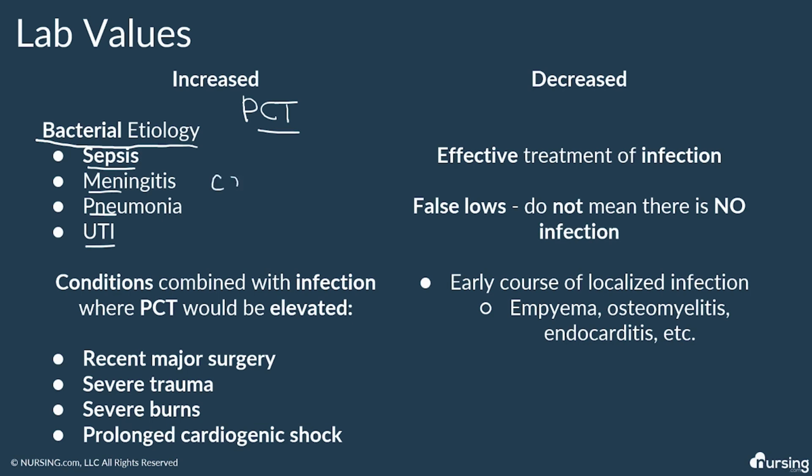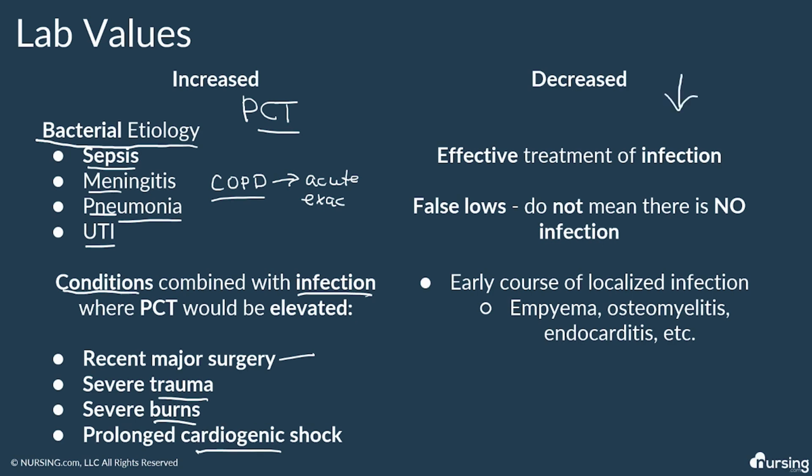Now, we talked a little bit, just barely, about COPD. It's not always going to be increased in COPD, but it will when there's that acute exacerbation. It's very evident in lung tissue. It helps a lot with those types of disease processes. Now, conditions when there's an infection, when an infection is apparent, is like after a major surgery, PCT would be elevated if infection is present, severe trauma, burns, and in the case of prolonged cardiogenic shock.